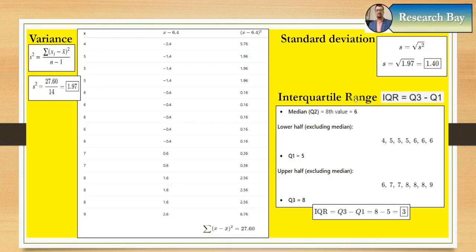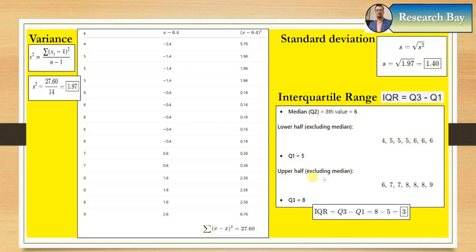Then interquartile range, that is Q3 minus Q1, the distance between Q3 and Q1. The median in this case, as we discussed earlier, is 6. I told you earlier how to get 6 when we were discussing measures of central tendency. So the median is 6. That is the Q2 value in case of interquartile range, right? So median is the same as Q2 value. Then lower half excluding median. So below 6, how many values were there? There were 7, right? Because this is the 8th value. So we have 1, 2, 3, 4, 5, 6, 7.